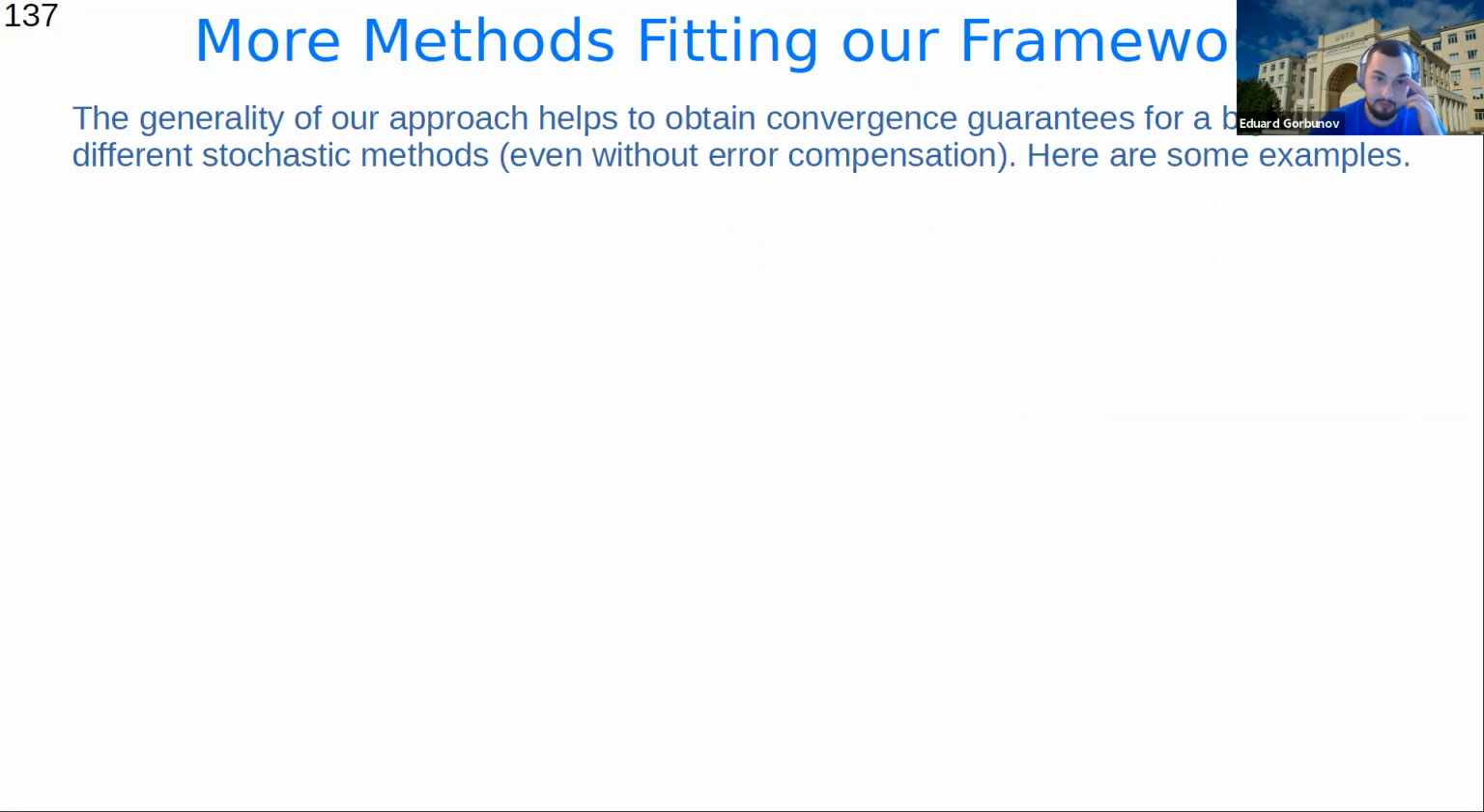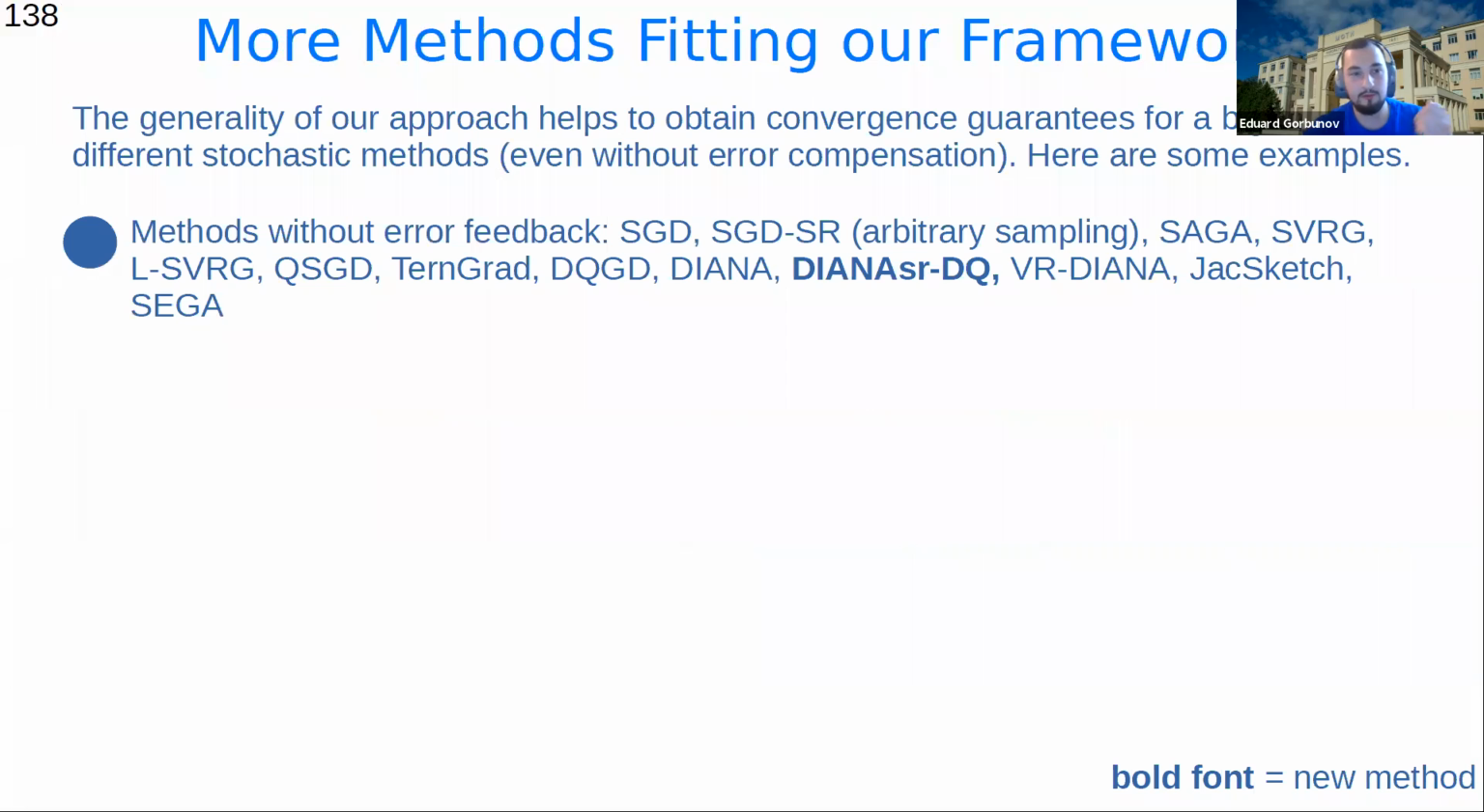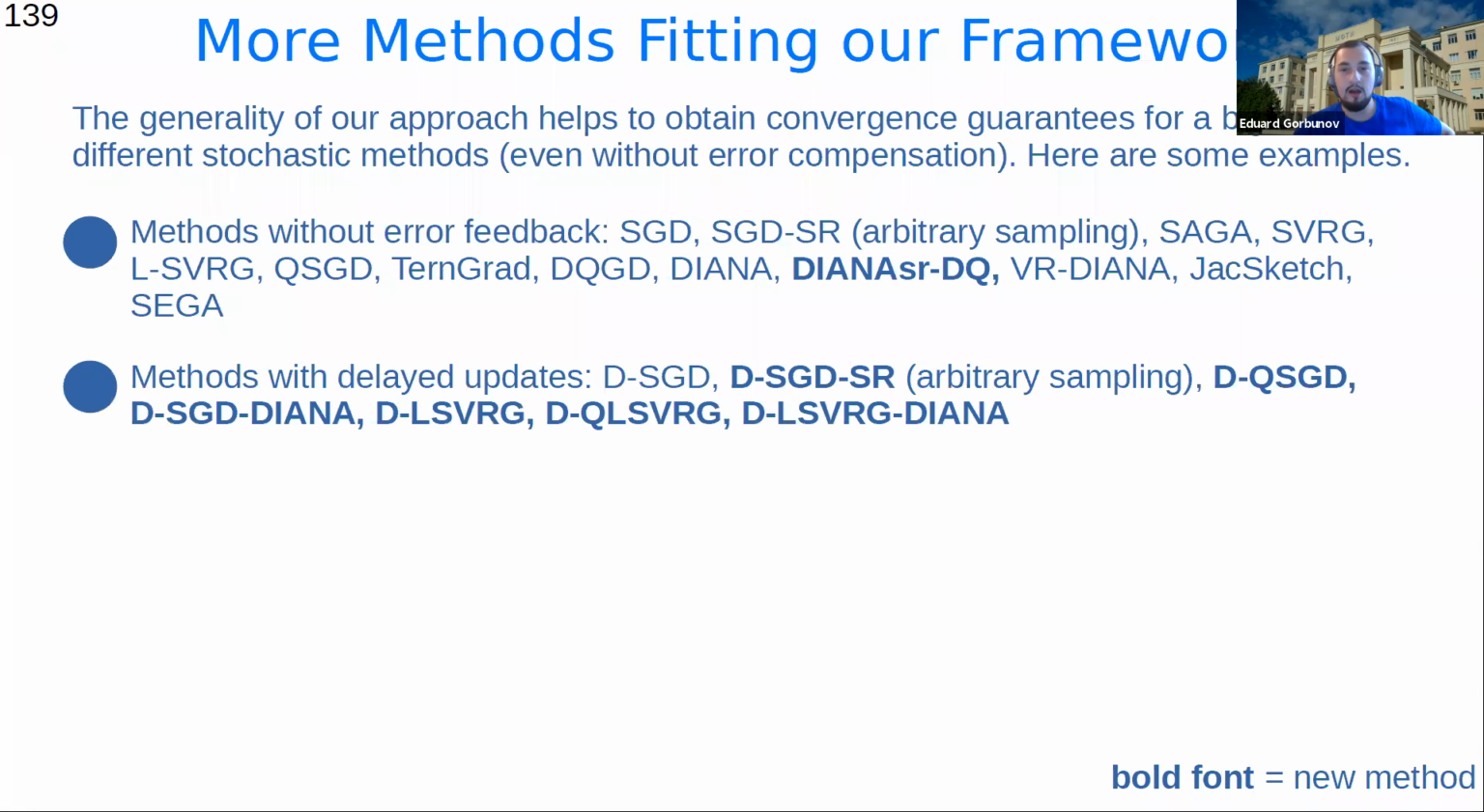Okay, and as I said before, our framework is very general and helps to obtain, as special cases, a lot of methods. Here are some of them. For example, methods without error feedback, like SGD with arbitrary sampling, Saga, LSVRG, QSGD, TernGrad, DIANA with two-directional compression or bidirectional compression under arbitrary sampling assumption, variance reduced DIANA, JacSketch, Saga, and also our framework covers methods with delayed updates, and here are some of them.